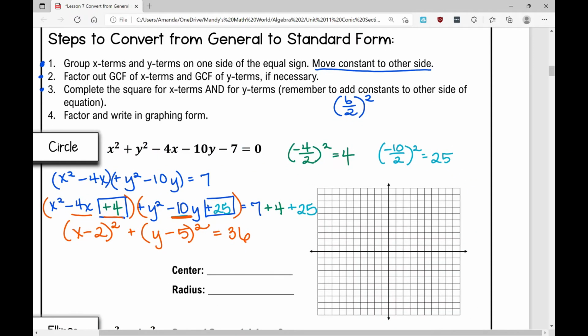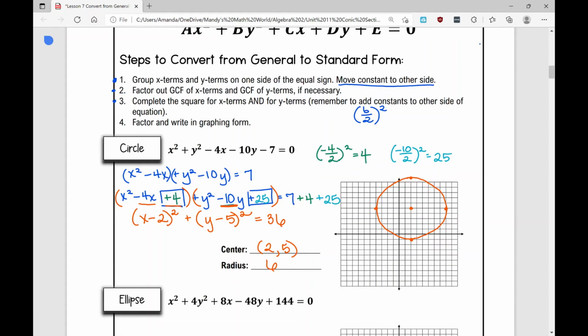Let's graph it. The center is going to be at 2, 5. 1, 2, 1, 2, 3, 4, 5. We can graph that center point. And the radius is going to be, remember, the equation for your circle is x minus h squared plus y minus k squared equals your radius squared. So your radius is going to be the square root of 36, which is 6. So I can go out 6 units in every direction: 1, 2, 3, 4, 5, 6. It goes one more up off our coordinate plane to graph points on this circle.